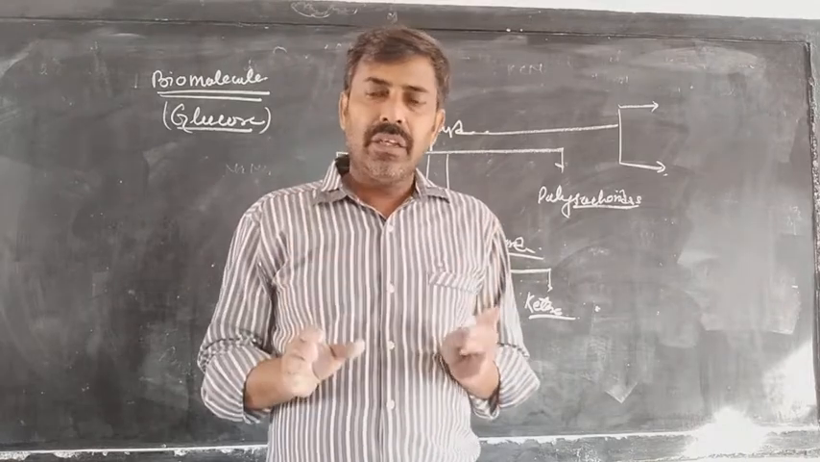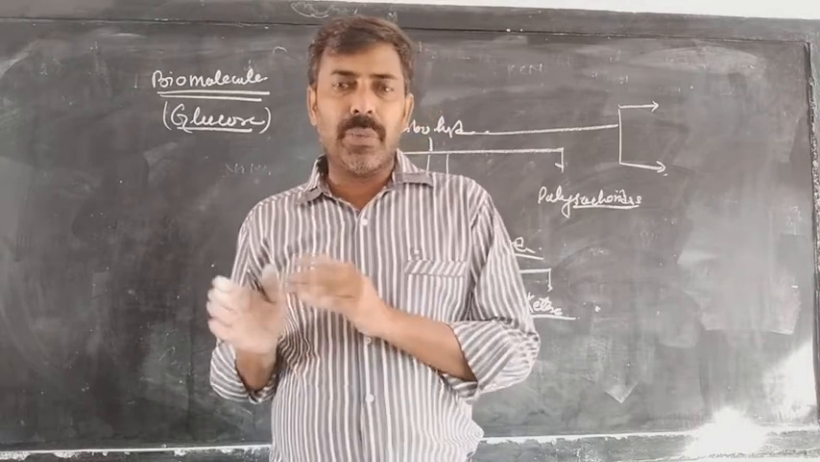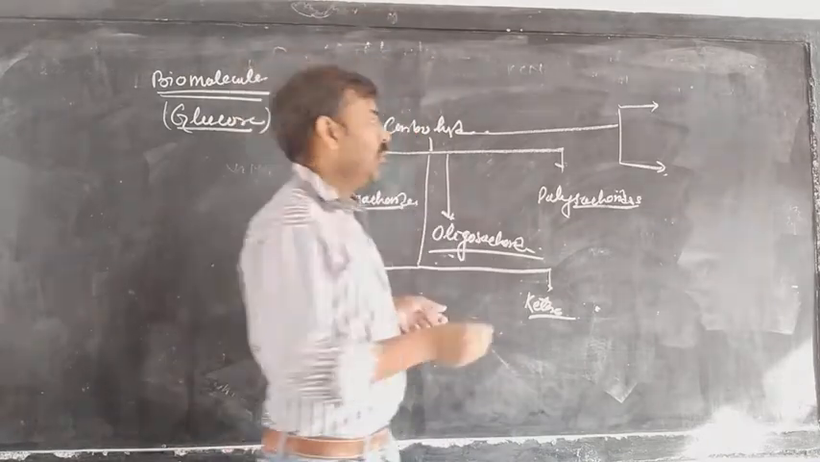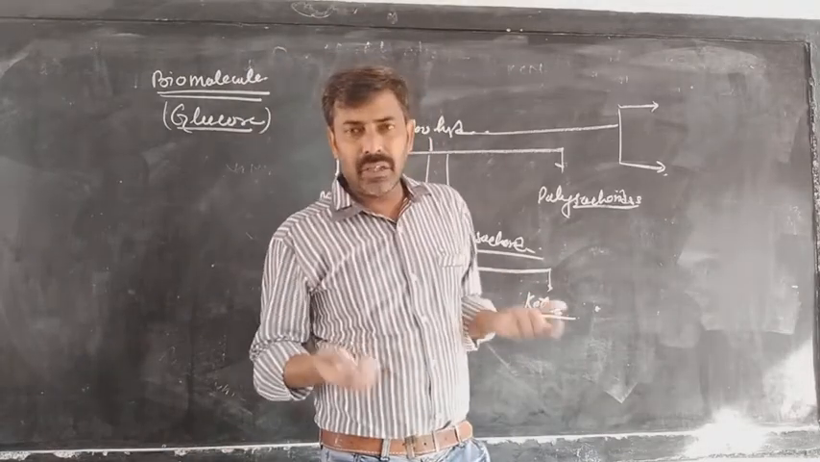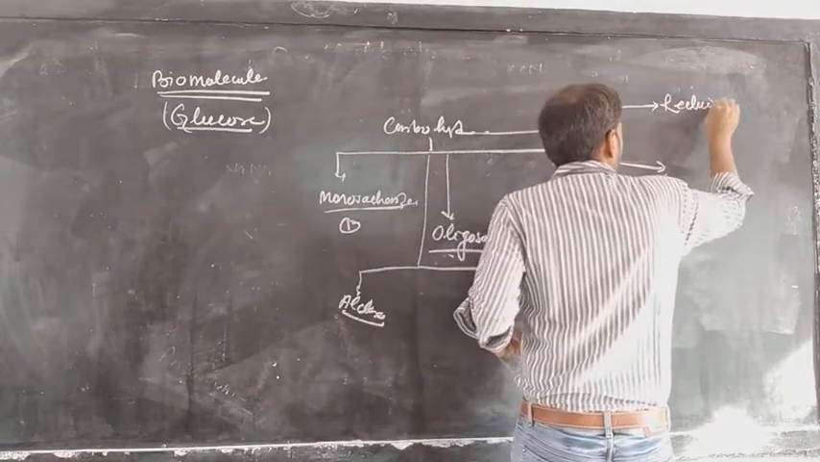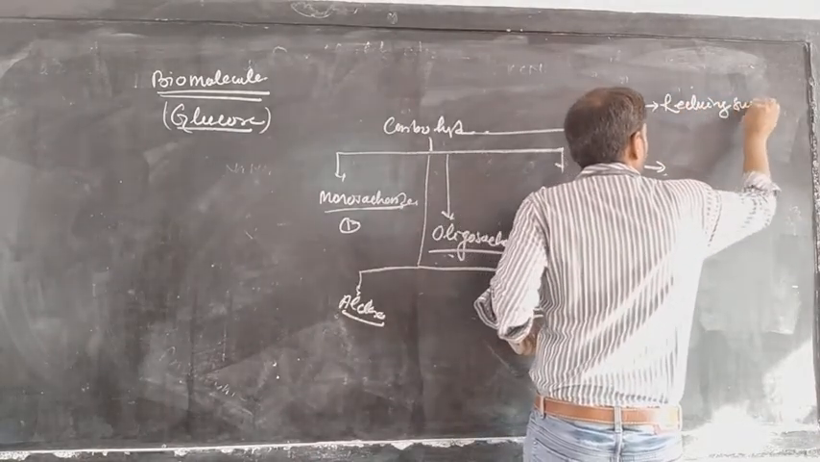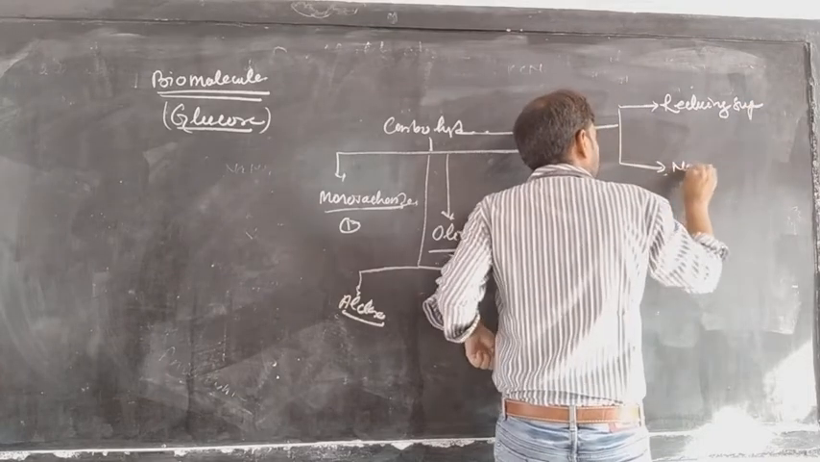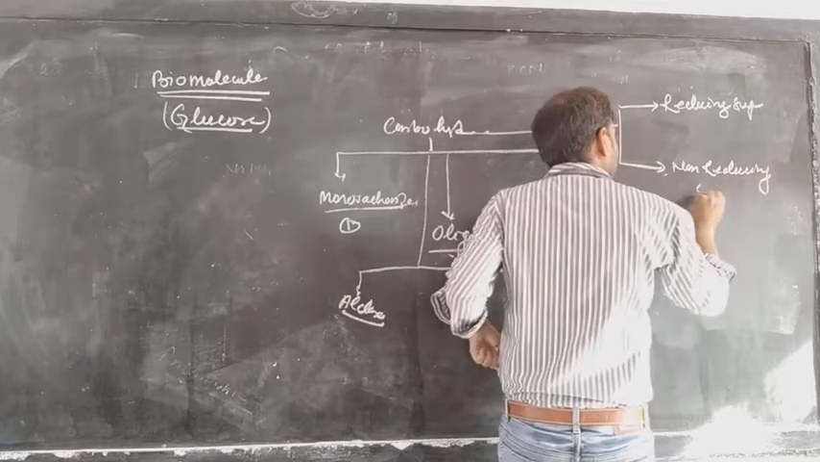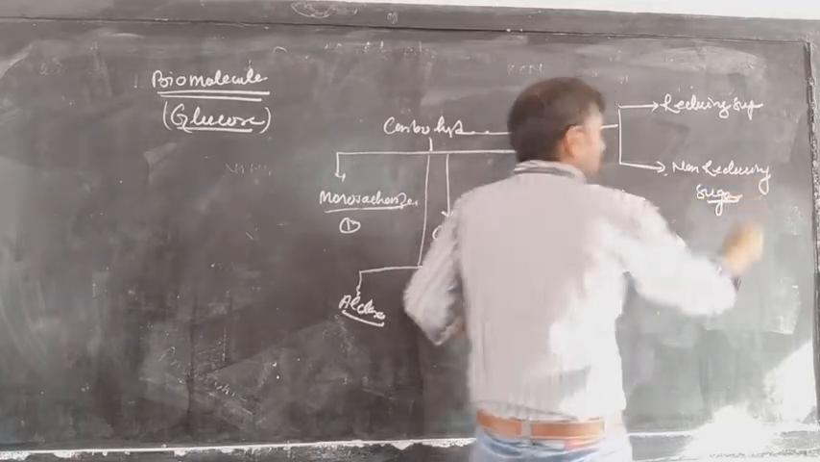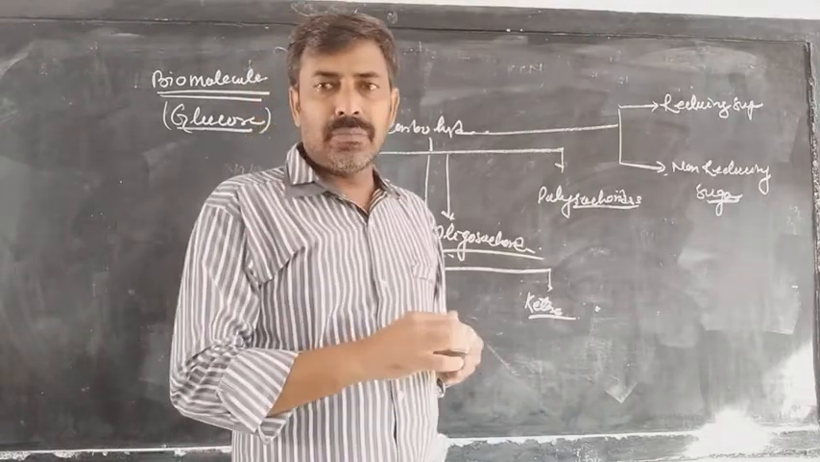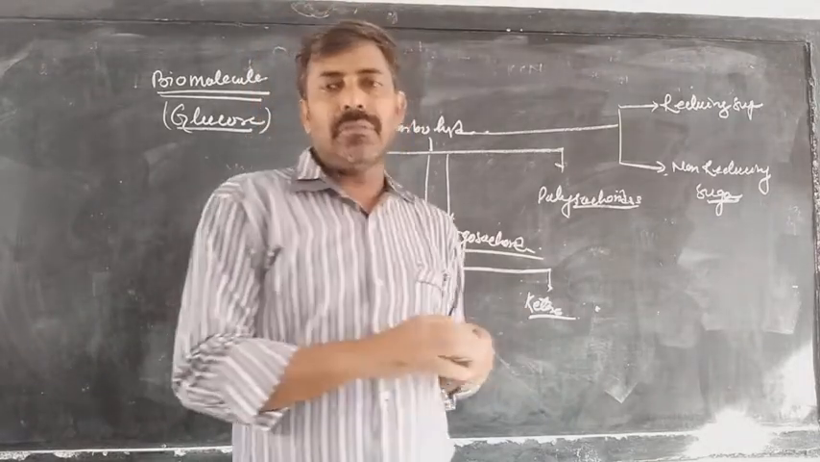So you can say that those sugars which reduce the Fehling solution are called the reducing sugars, and which do not reduce the Fehling solution are called the non-reducing sugars. So there are two categories. The first one is reducing sugar and the second one is non-reducing sugar. Then this was the classification.